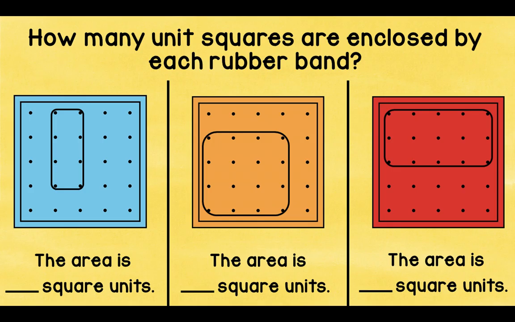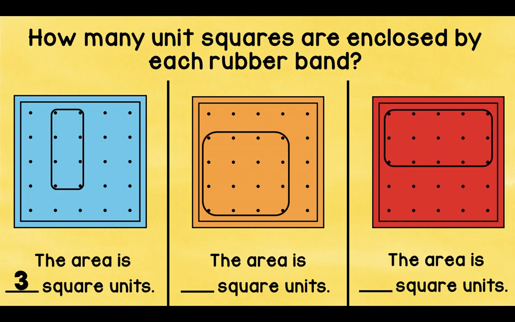You guys have used geoboards before, and we're going to be looking at how we can find the area of these rectangles or squares. So let's look at the first one. If we look here, we can see 1, 2, 3, because if we connect the dots, we can make 3 squares. So the area is 3 square units. Let's check if we have it correct. Yeah. Try the second one.